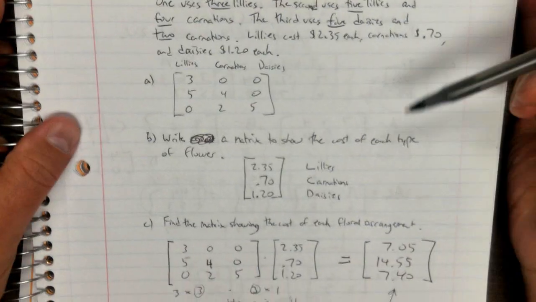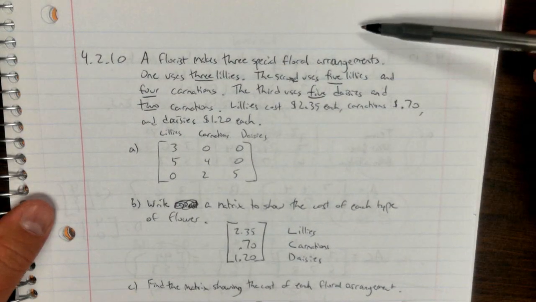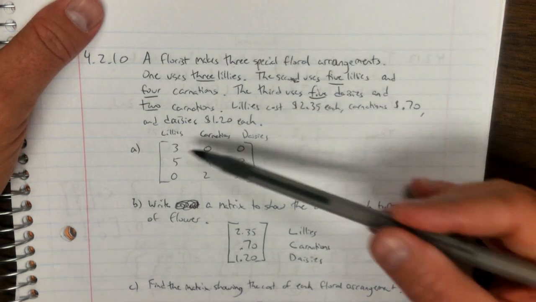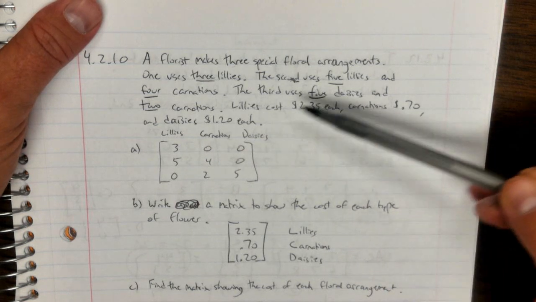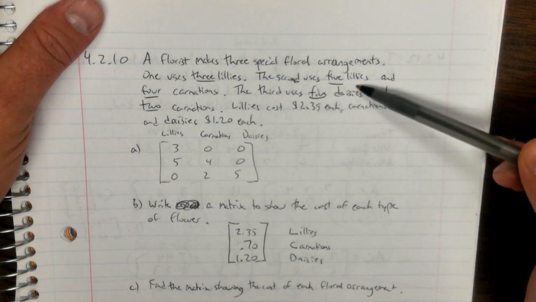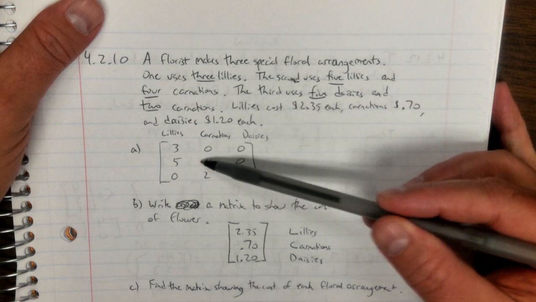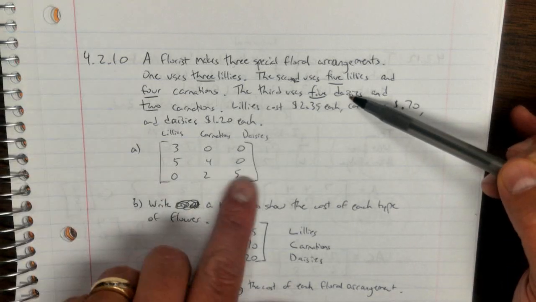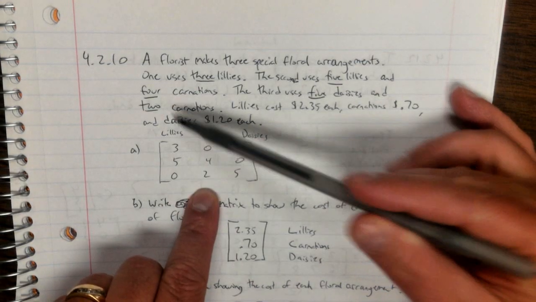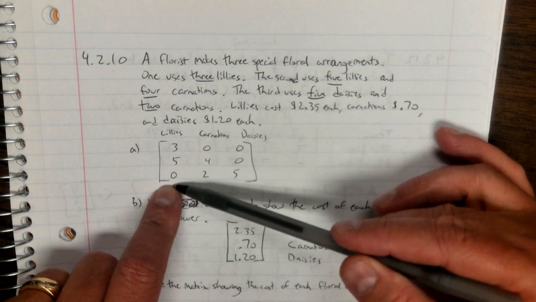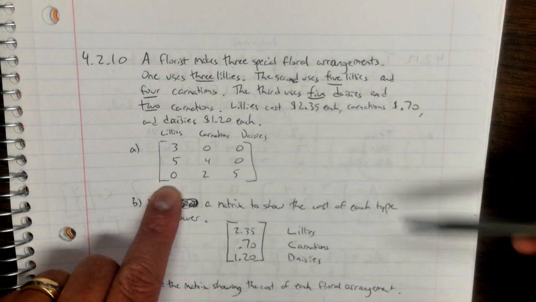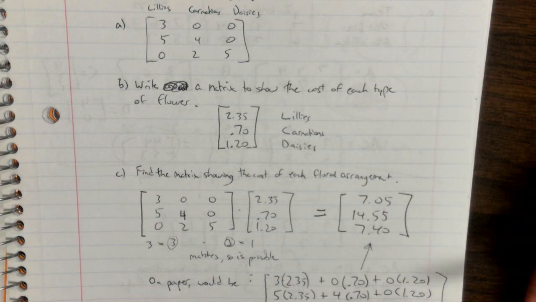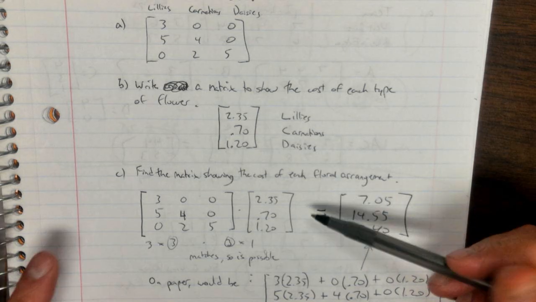Now on this one, it's a word problem. A florist makes 3 special floral arrangements. One uses 3 lilies, so then you're going to end up with 300. The second uses 5 lilies and 4 carnations, so there'll be 540. The third uses 5 daisies, so that's the 5 here, and 2 carnations. And so then you have to put 0 for lilies. And then it tells you the price for each, and so that'd be this matrix. And then it says find the matrix showing the cost of each.